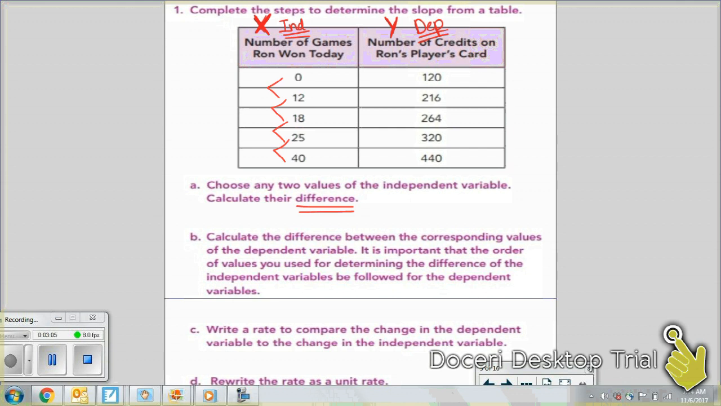So let's start with our first pair, 0 and 12. We're just subtracting 12 minus 0, which gives us 12. Okay? Move to our next one. We're doing 18 minus 12. 18 minus 12 is 6, so that's our difference. I'm going to give you about 10 seconds to finish up this table finding the differences on the left independent side.